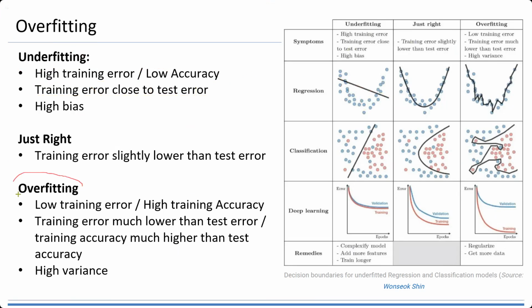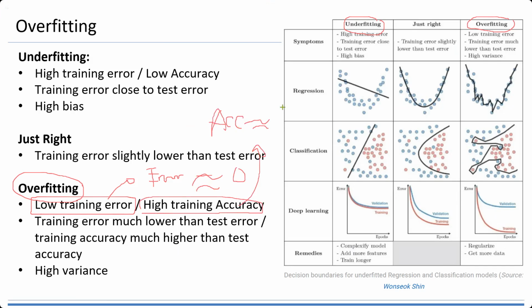On the other hand, we have overfitting. We have underfitting, and we have overfitting. Overfitting means that the model fits the training data very well. What we call this is low training error, which means the error is nearby zero, almost zero, and/or high training accuracy. High training accuracy means the accuracy, or ACC, is nearby 1 or nearby 100%.